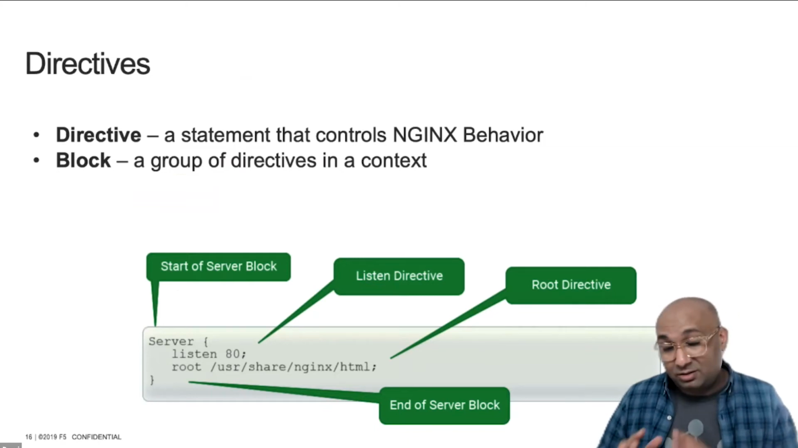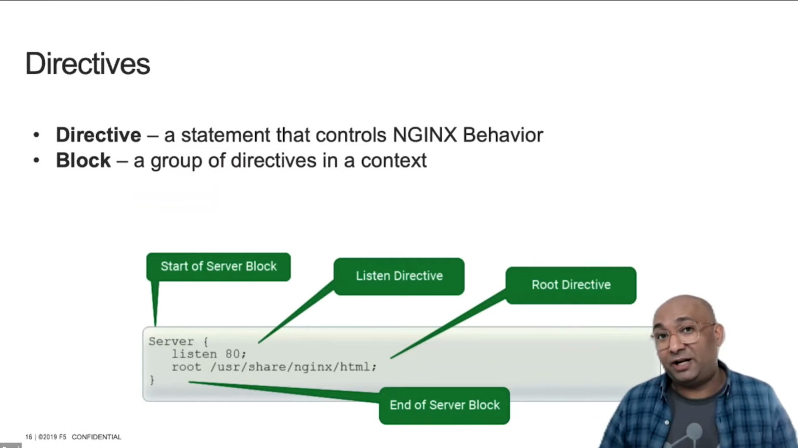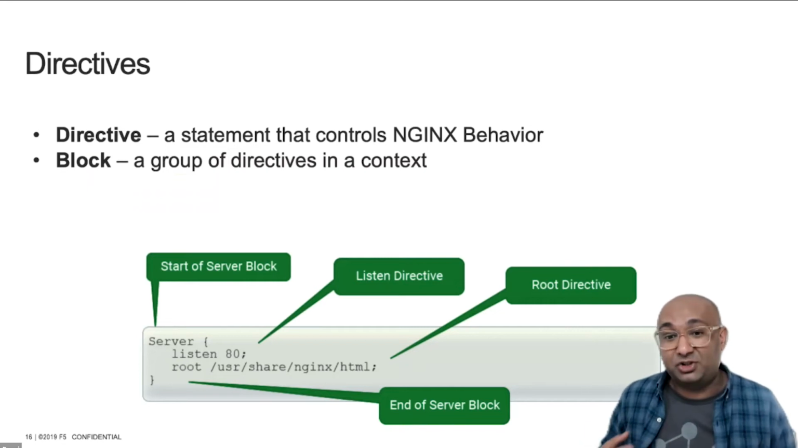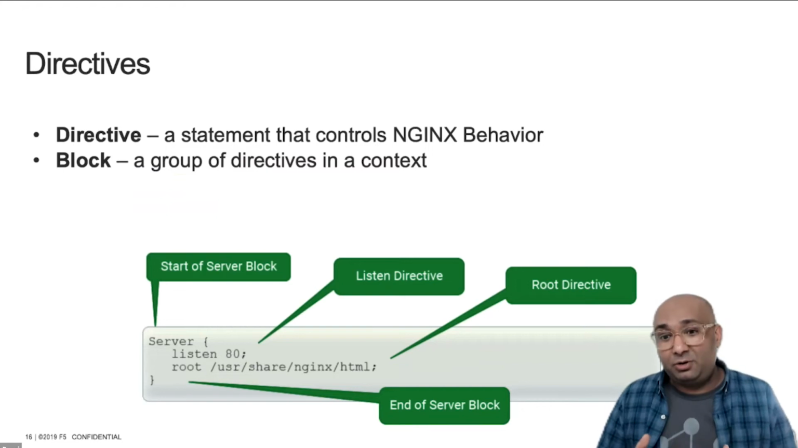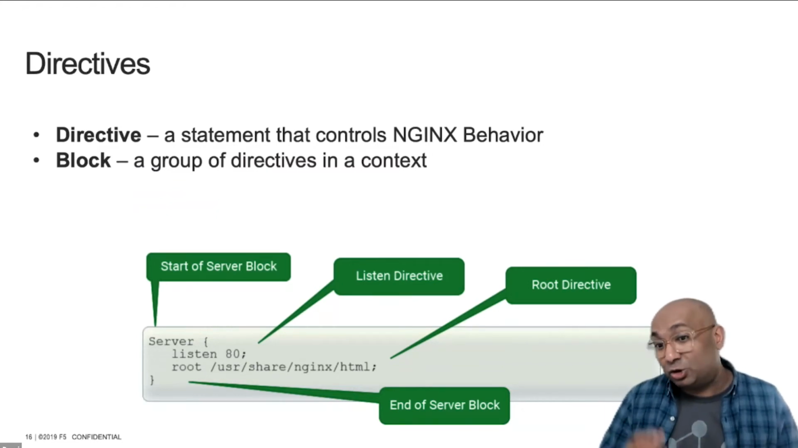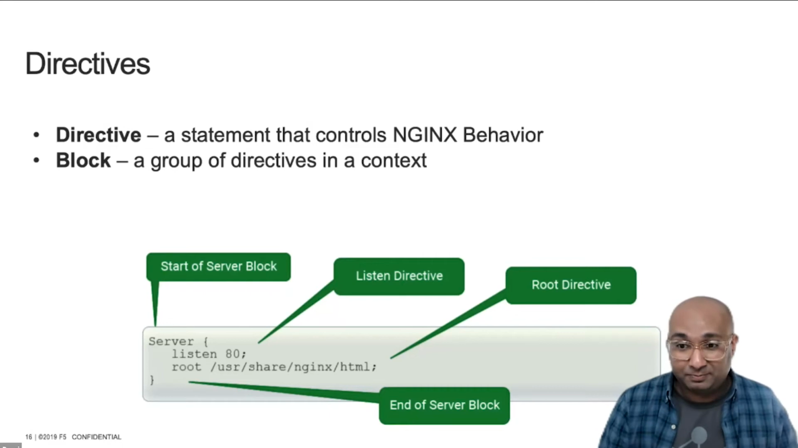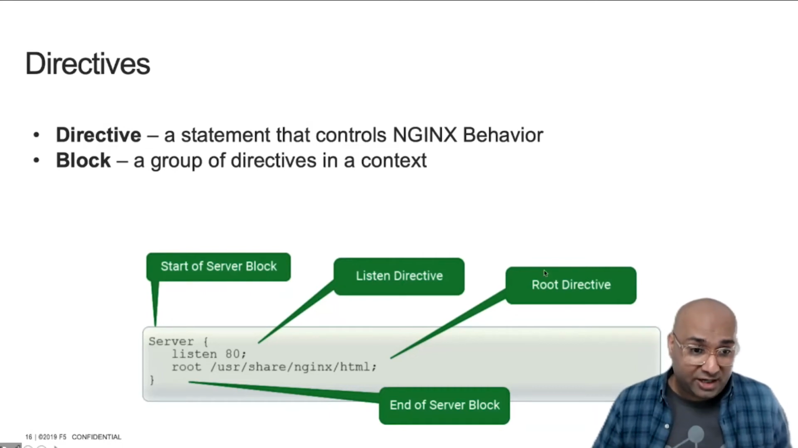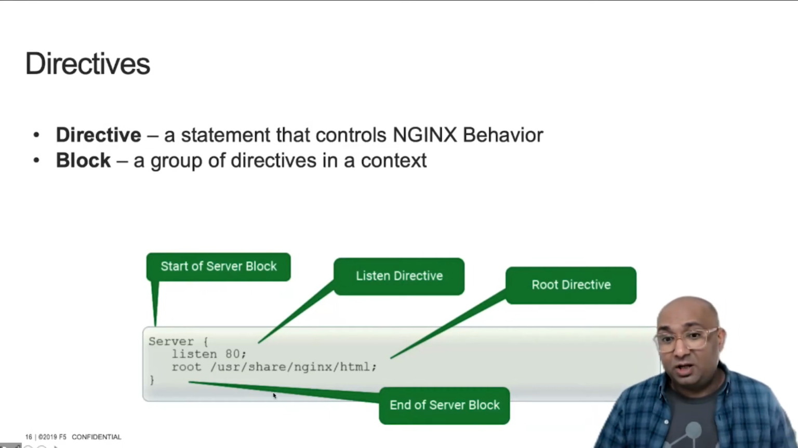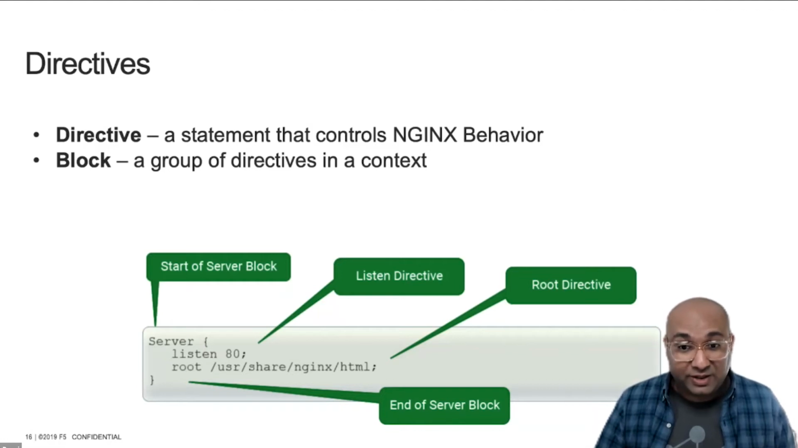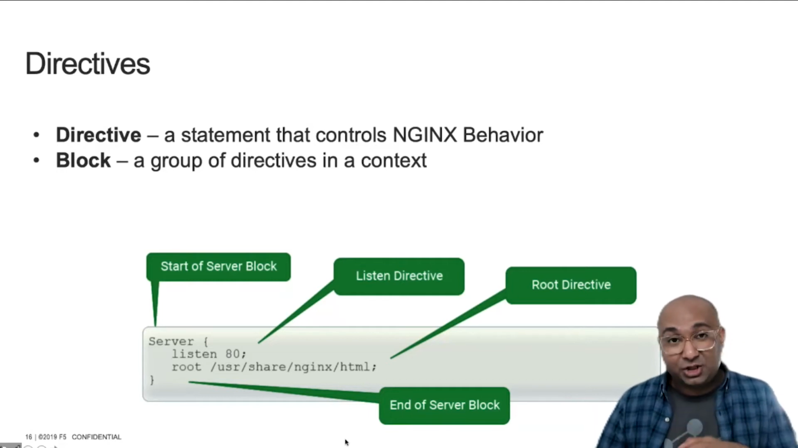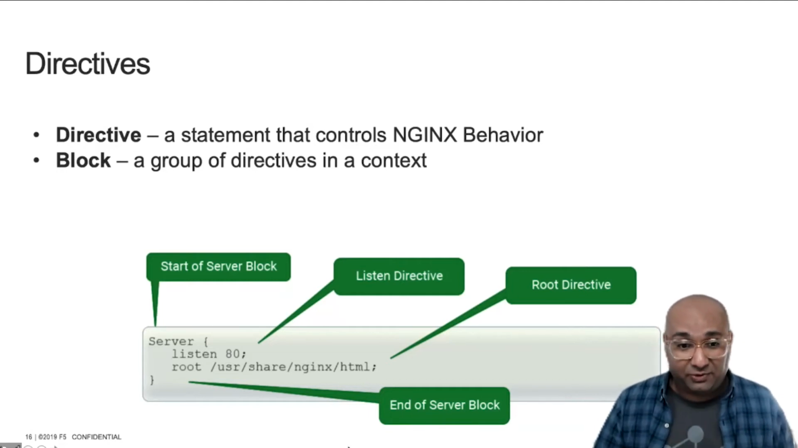Now, directives are very, very essential. Use these directives to achieve a specific functionality within your NGINX configuration. A directive is a single statement that controls a given NGINX behavior. A block, on the other hand, is what you see over here: a grouping of directives encased in curly braces. And what we see on the screen here is a listen directive telling NGINX to listen on port 80, and the root directive essentially pointing to a path in the file system.